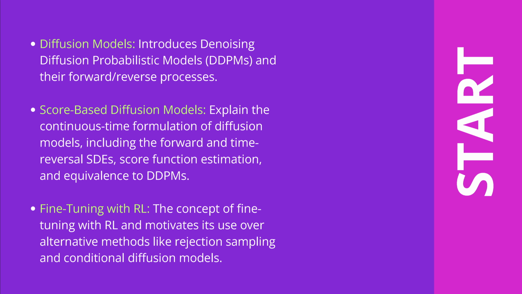Diffusion models. What are they really? They are denoising diffusion probabilistic models, DDPMs, and they have a forward and a reverse process, and we will look at this. Plus, I told you we have a score-based diffusion model. So we have a continuous time formulation of the diffusion model. You have the forward and the time reversal stochastic differential equation that we have to solve, plus the score function estimation and the equivalence to our DDPMs, plus the completely new topic of fine-tuning with reinforcement learning.